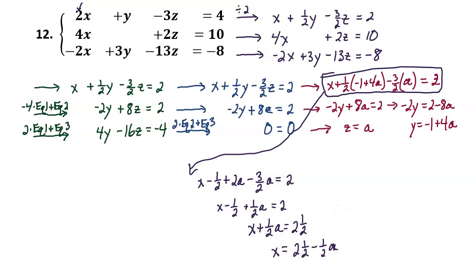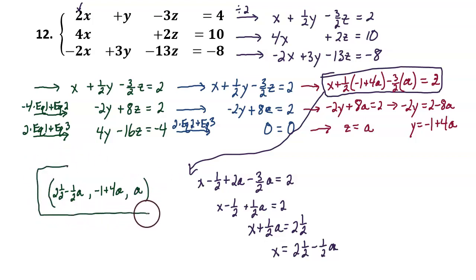All right, here's what's going on. We said that there would be an infinite amount of solutions, and that z could be any number we want. And then based upon whatever the number used for z is, that would affect the value of y, and that would affect the value of x. So I'm going to write an ordered triple in parentheses. I'm going to do the x first. We have 2.5 minus 1/2 a. Then comma, now the y. We have negative 1 plus 4a, comma, now our value of z, which is the letter a.